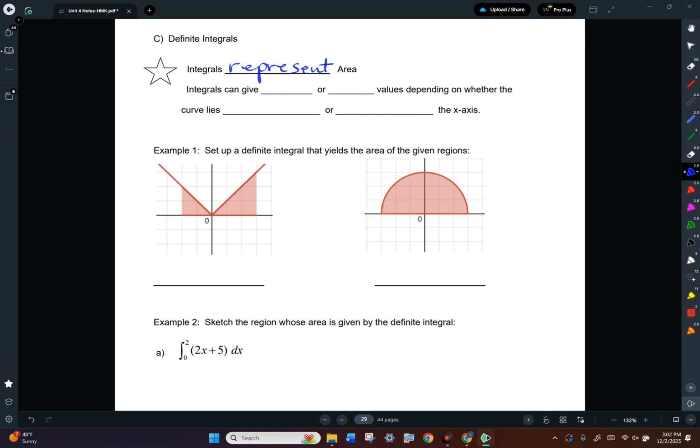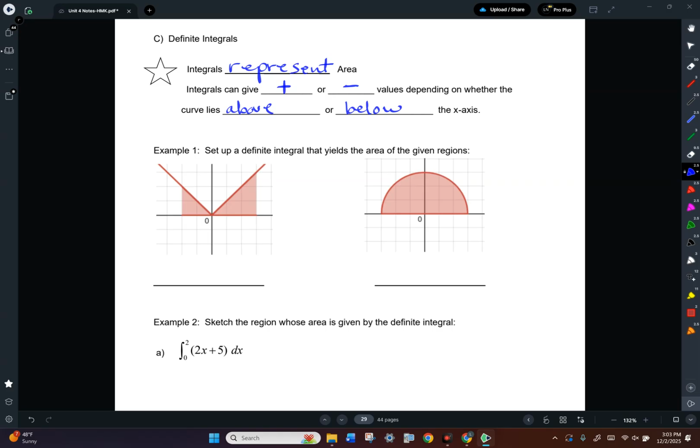Integrals represent area. However, notice I didn't say integrals equal area, because integrals can give a positive or a negative value depending on whether the curve lies above or below the x-axis. Now, we're not saying the area is negative. It's just that the negative shows that the curve was below the x-axis. The area that you accumulated was actually below the x-axis.